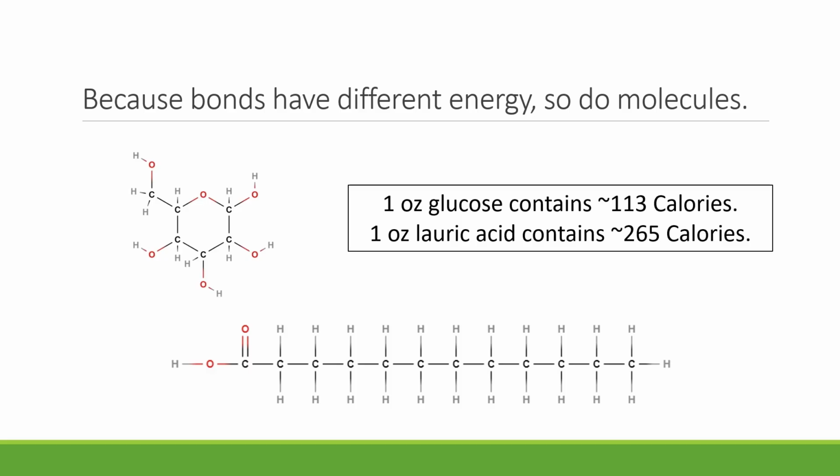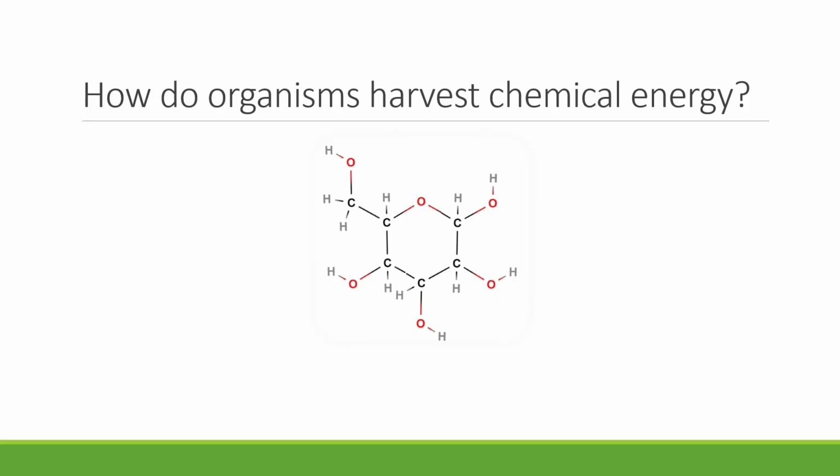Okay, so we know where and how the energy is stored in these molecules. But what good does that do us? We need to know how we get the energy. How do we extract it? It's sitting there in the form of electrons in a chemical bond. So how do we actually make use of it?